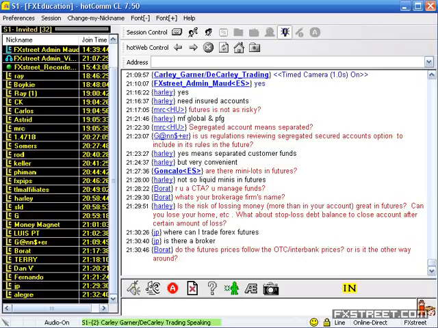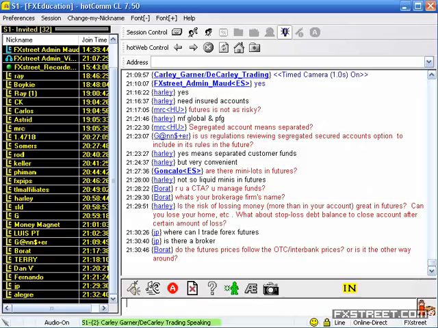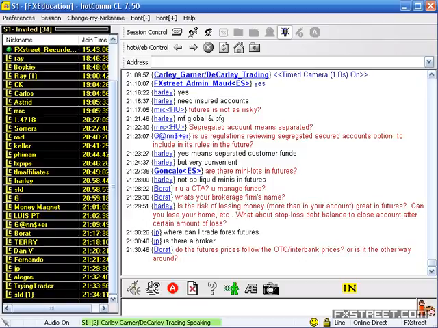Okay, in a nutshell, there are definitely advantages and disadvantages to futures, but on the advantage side, there's nearly 24-hour access. Unlike Forex, which trades around the clock with no resetting, the CME Globex does close for about an hour each afternoon. It's a time when nobody's really trading anyway and the volumes are light, so it's probably not a big deal 99.9% of the time, but sometimes it can be a little annoying to know that you have to wait a few minutes to put your order in, things like that.